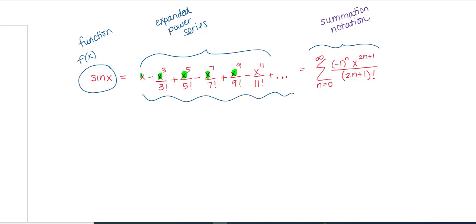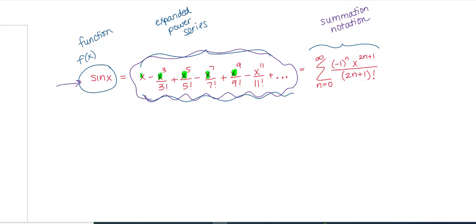There will be different times throughout your math career where you may want to just look at the function f of x equals sine of x. There are certainly times where you will want that expanded power series notation. And there are also times where the summation notation will be very helpful because you're summing up an infinite amount of terms. So let's start with the basics.